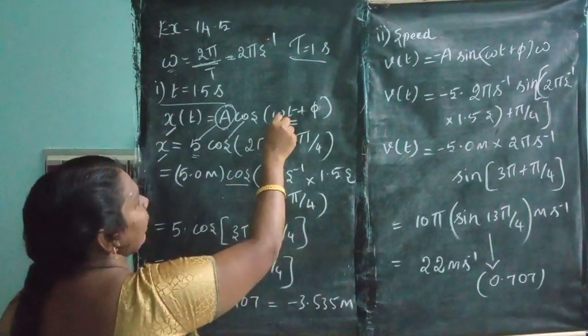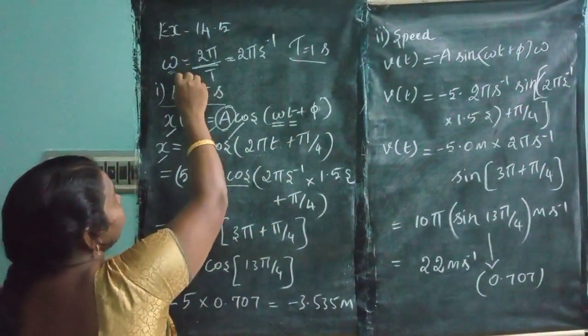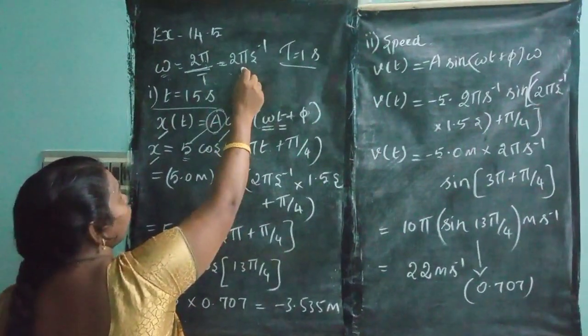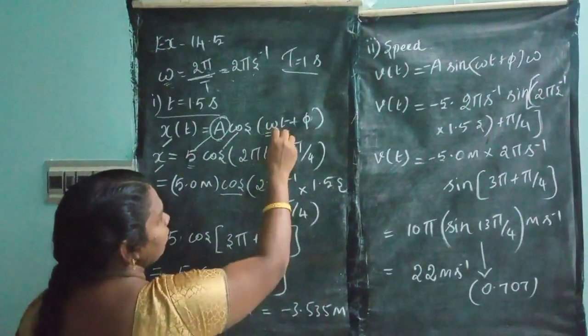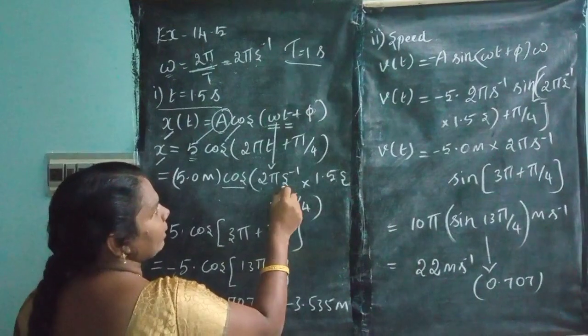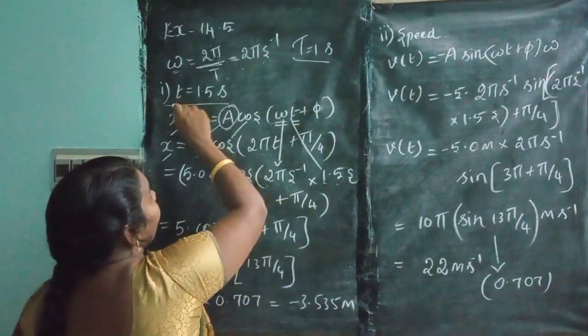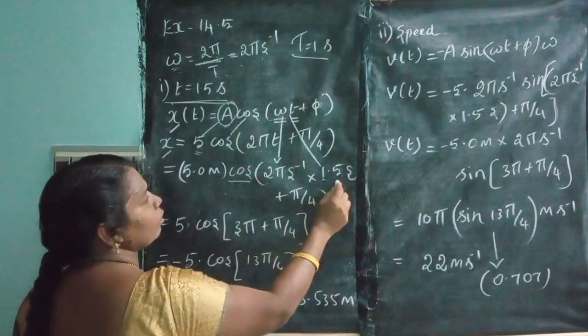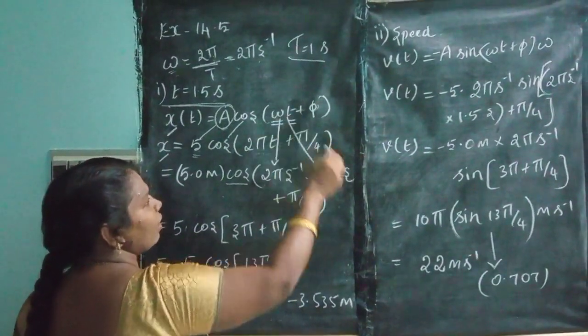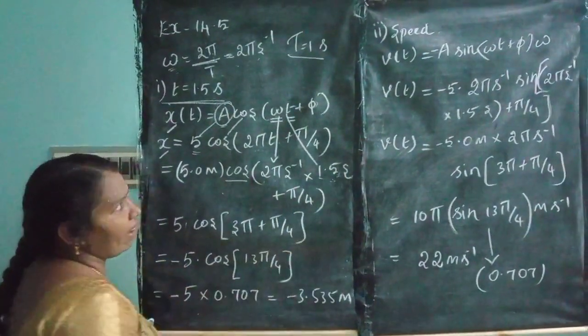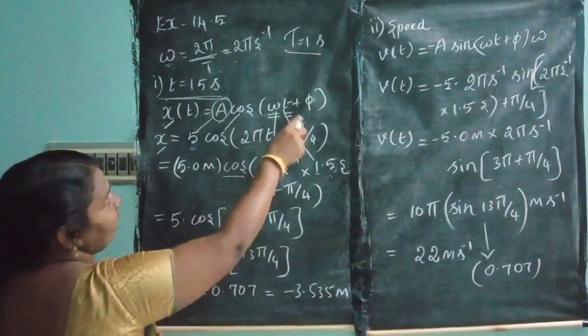So what is the omega value? Omega is equal to 2 pi by T, which is equal to 2 pi s inverse. So I am writing this omega as 2 pi s inverse. Then what is t? They are given at time t is equal to 1.5 seconds. Therefore, instead of t, I am writing 1.5 seconds. And what is the phase angle they are given?